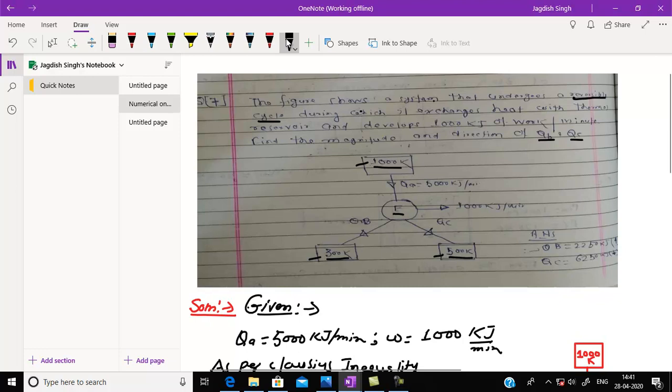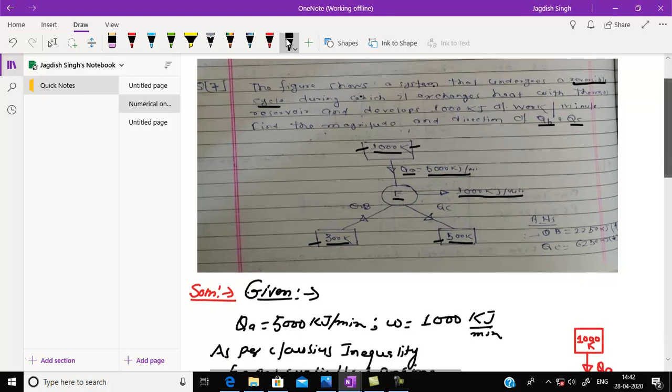This engine E extracts 5000 kilojoule of heat per minute from the 1000 Kelvin reservoir, and it develops 1000 kilojoule of work per minute. QB and QC are the amounts of heat either rejected or added from these two reservoirs. So we have to find the quantity of QB and QC and the direction of flow of heat, right?